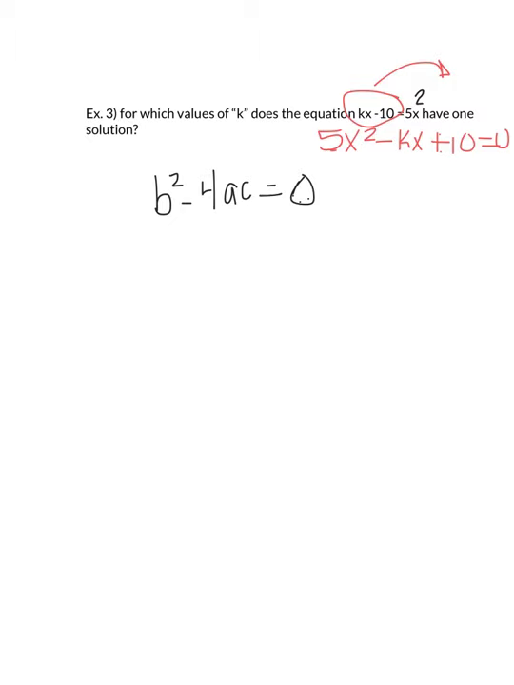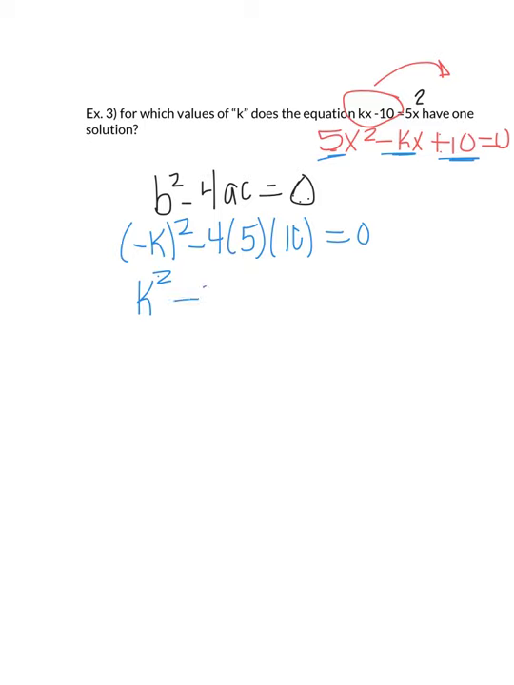Now I can very easily see my a is 5, my b is negative k, and my c is 10. So I'm going to be going ahead and plugging that in here. So my b was negative k, so negative k squared minus 4 times a, which was 5, times c, which was 10. Negative k squared is just k squared. And then a minus 4 times 5, which is 20, times 10, which is 200.